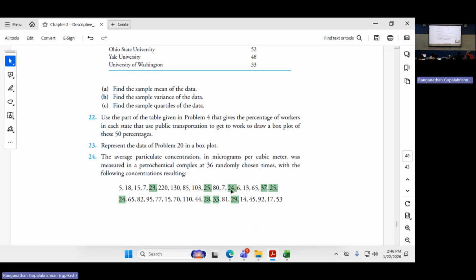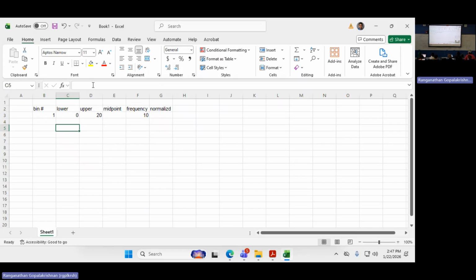Okay, do we have this, 3 plus 2 is 5, 5 plus 3 is 8, plus 1 is 9? Is everybody getting 9? Yes? Okay, so we'll enter the second bin, starts at 20, ends at 40 and has 9 entries.